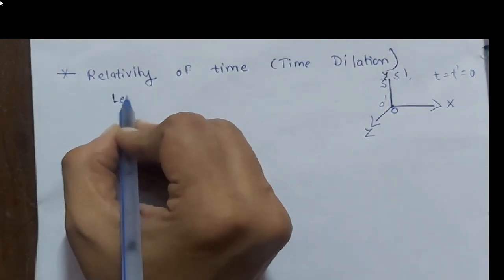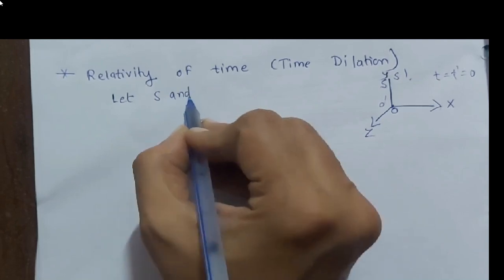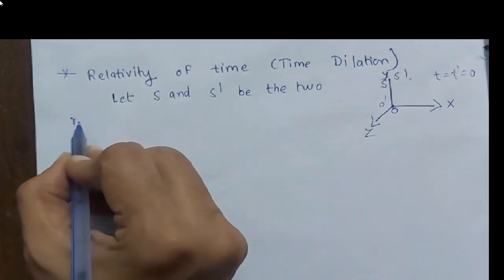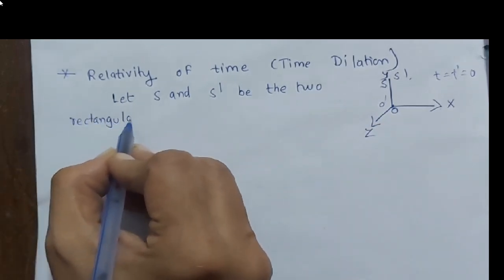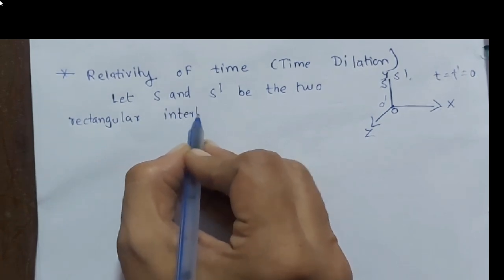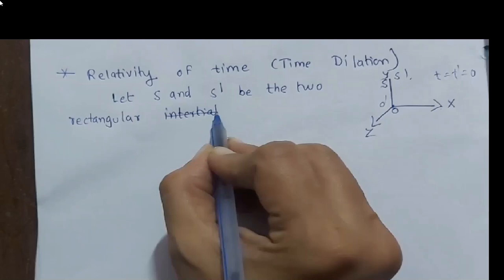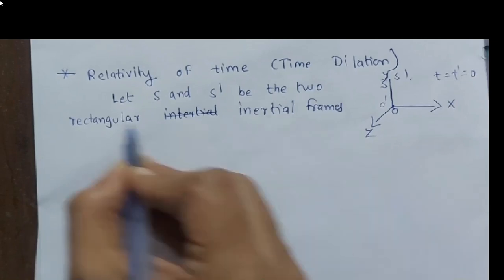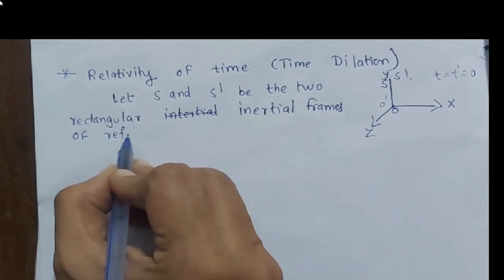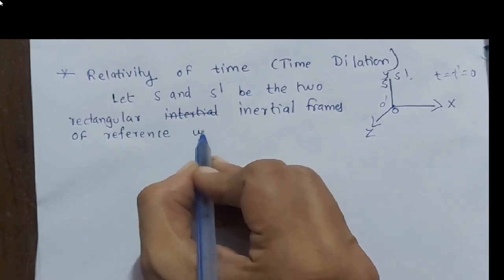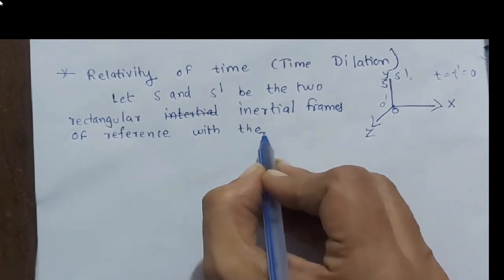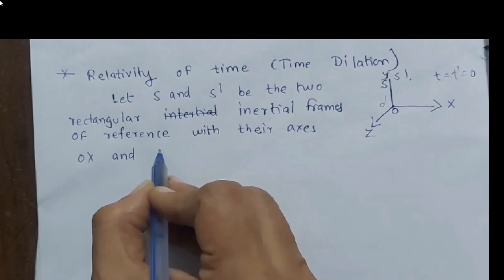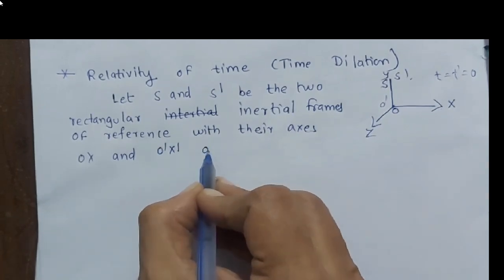Let S and S dash be the two rectangular inertial frames of reference with their axes OX and O dash X dash collinear.